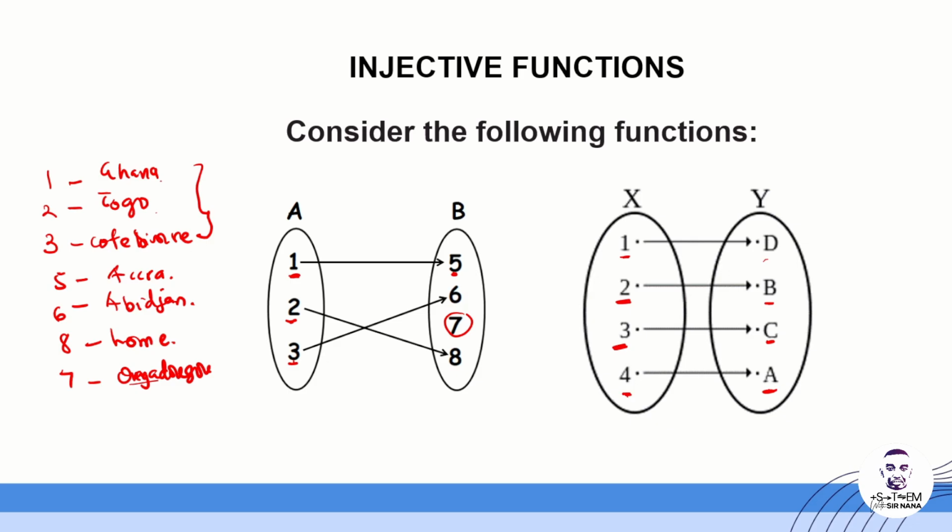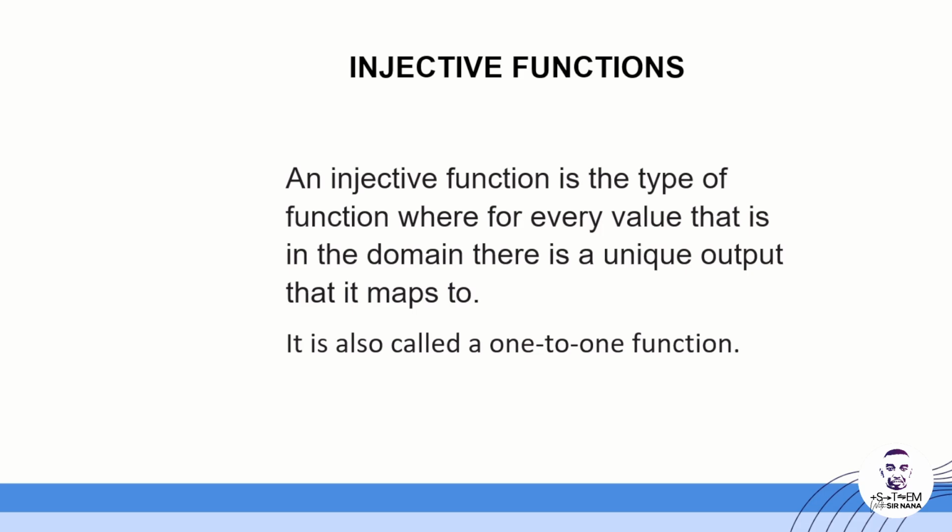Another name for an injective function is a one-to-one function. So let's look at the definition for an injective function. An injective function is a type of function where for every value in the domain, there is a unique output that it maps to. And we call an injective function a one-to-one function.